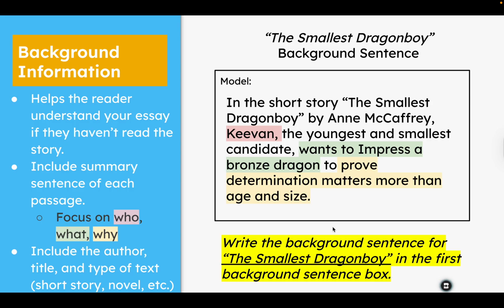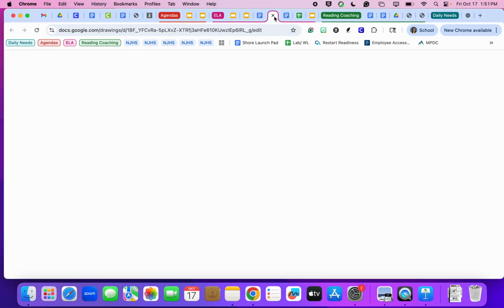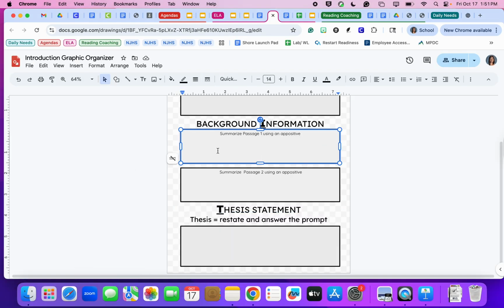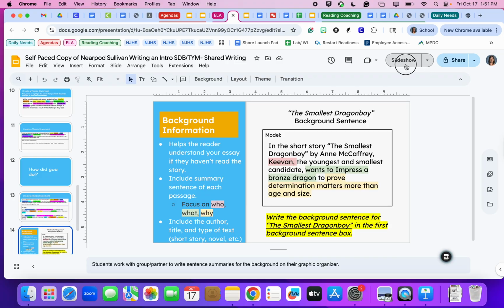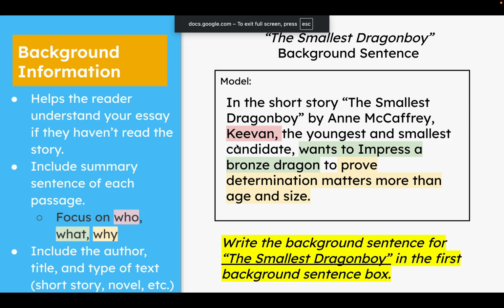I want you to pause the video and write this background sentence for The Smallest Dragon Boy in the first background sentence box, so right here, summarize passage 1. Oh, and notice that I used in a positive phrase. So in my background, the positive that I used after Kevin was the youngest and smallest candidate, and I put that in commas. So make sure you have all of the correct punctuation in this as well. Okay, now pause the video.